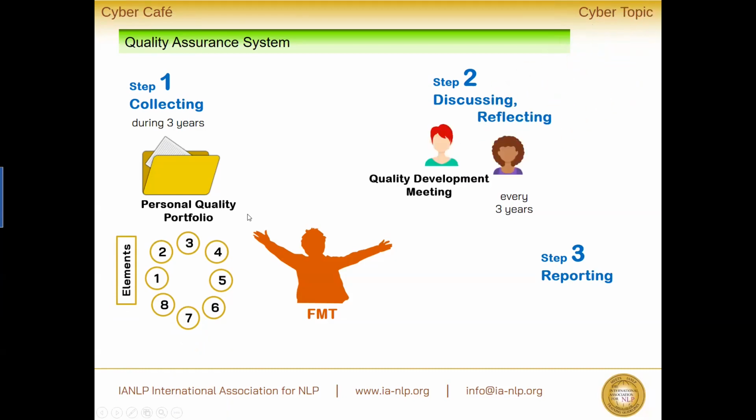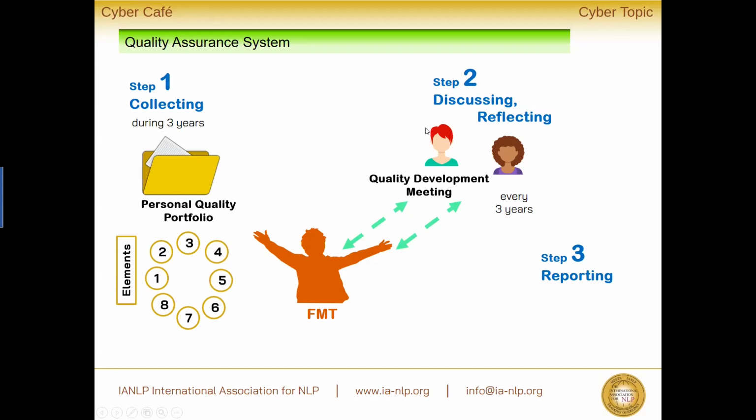After the 3 years, you will meet with 2 persons of your choice. They must be experienced NLP trainers. One of them must be a fellow member trainer of the IANLP. The other one might be another experienced fellow member trainer, or another experienced NLP trainer, so it can be from another association. It's your choice. You meet and you exchange on your personal quality portfolio.